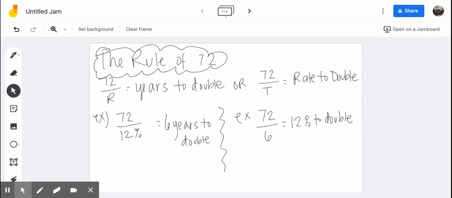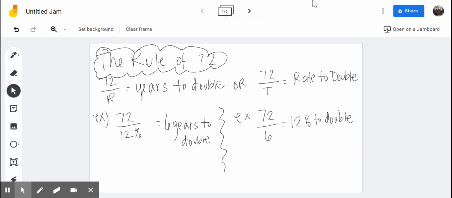The other way that this works is that you can take 72 and divide it by the time that you have in order to figure out the rate that you need. So, for instance, let's say in the next 6 years, I plan to buy a house and I have $10,000 and I want to turn that into $20,000. Then I would take 72 divided by 6, the number of years that I need, and that'll give me a 12% interest rate that I need to hit in order to turn that $10,000 into $20,000.